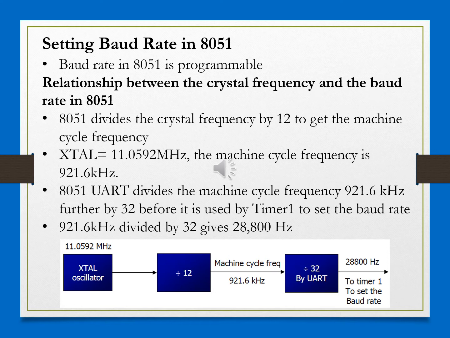Once the timer starts ticking, TL1 will be incrementing or counting up. So when we are using timer 1 to provide the baud rate for the serial communication, we will be loading the initial value in the TH1 register.